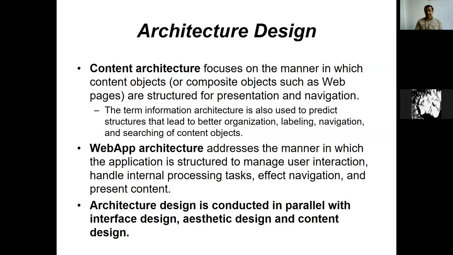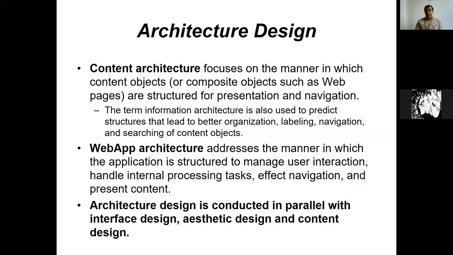Under content architecture, we have something called information architecture, because content is a more generic term. But to be more precise, what does content mean? Content is nothing but the information of a project. So how that information is going to be represented in your project, the structural representation of our information, is what is listed over here: better organization, labeling, navigation, and searching of content objects.